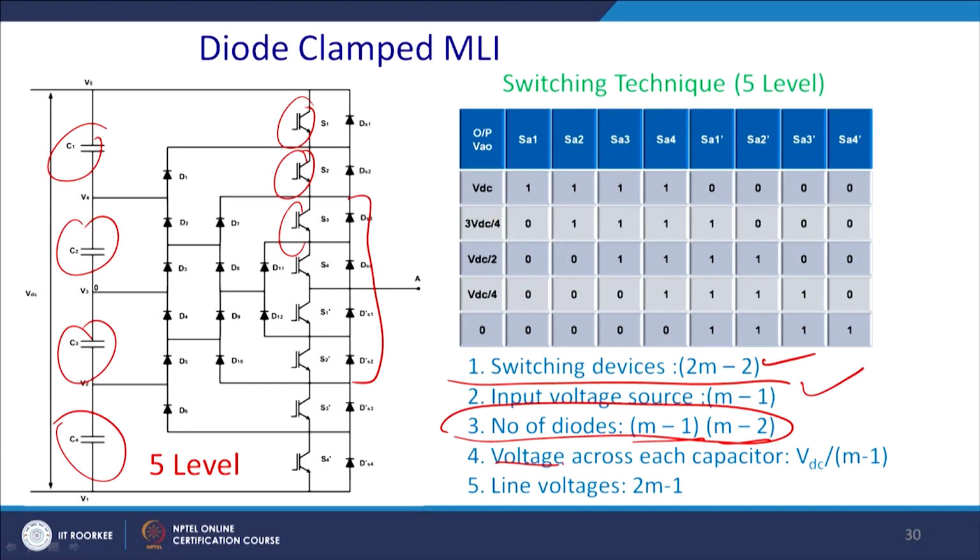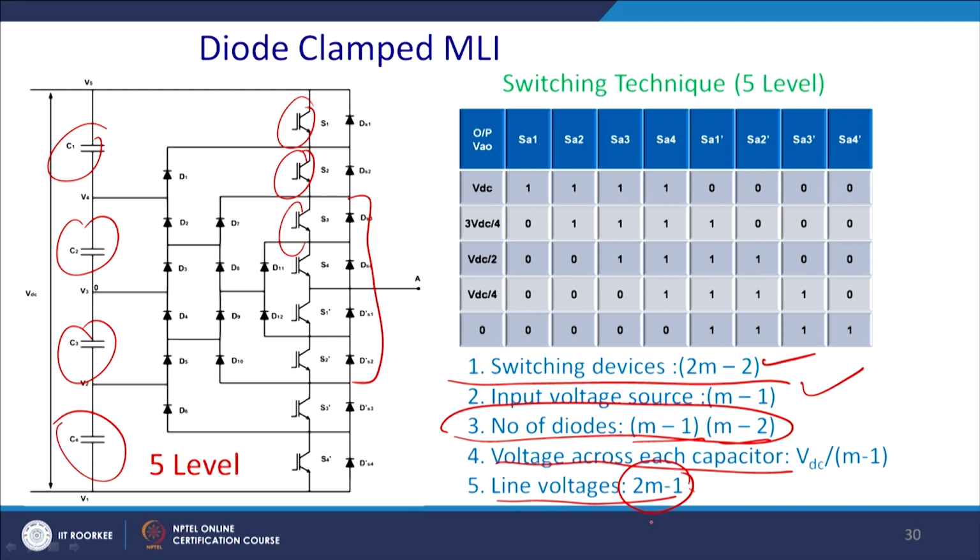And the voltage across each capacitor is the same thing, that is VDC by m minus 1. This is something we will see while studying the output: the line voltages. Here you will have steps of line voltages, 9 steps, that is basically 2m minus 1. So, you see how it operates.